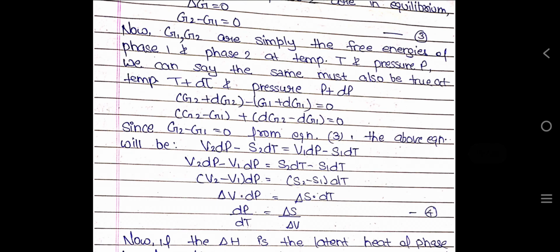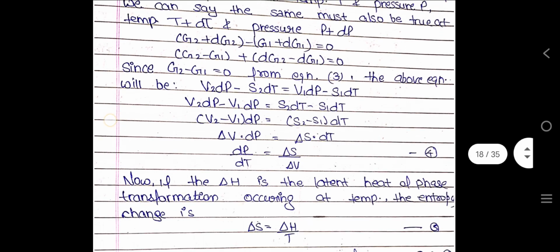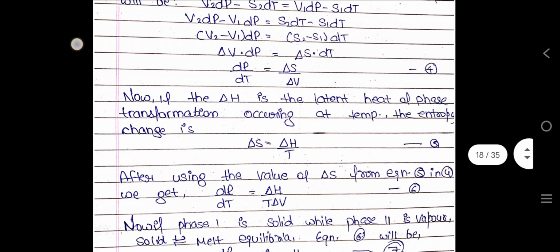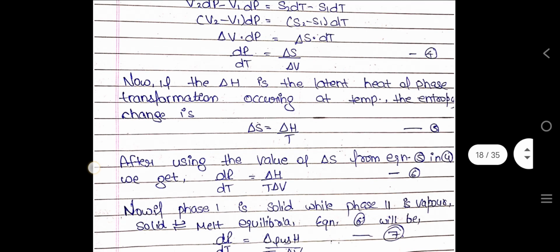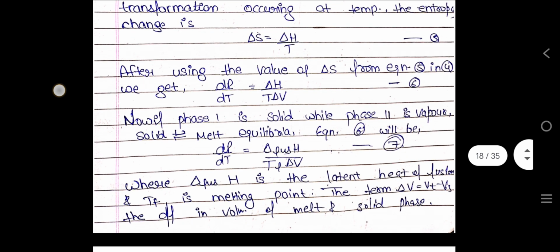If phase 1 and phase 2 are in equilibrium, del G is equal to 0, so G2 minus G1 is equal to 0. Now G1 and G2 are simply the free energy of phase 1 and phase 2 at temperature T and pressure P. We can say the same must also be true at temperature T plus dT and pressure P plus dP: G2 minus G1 plus dG2 minus dG1 is equal to 0.